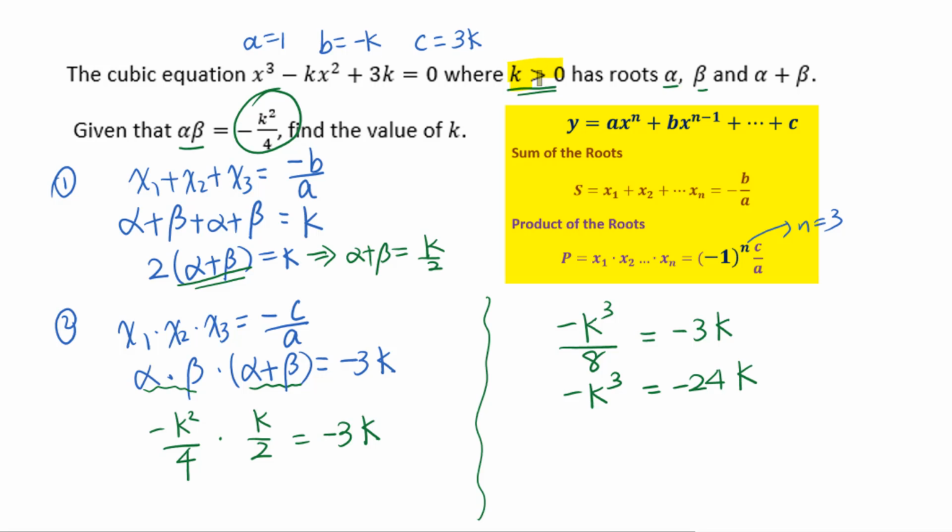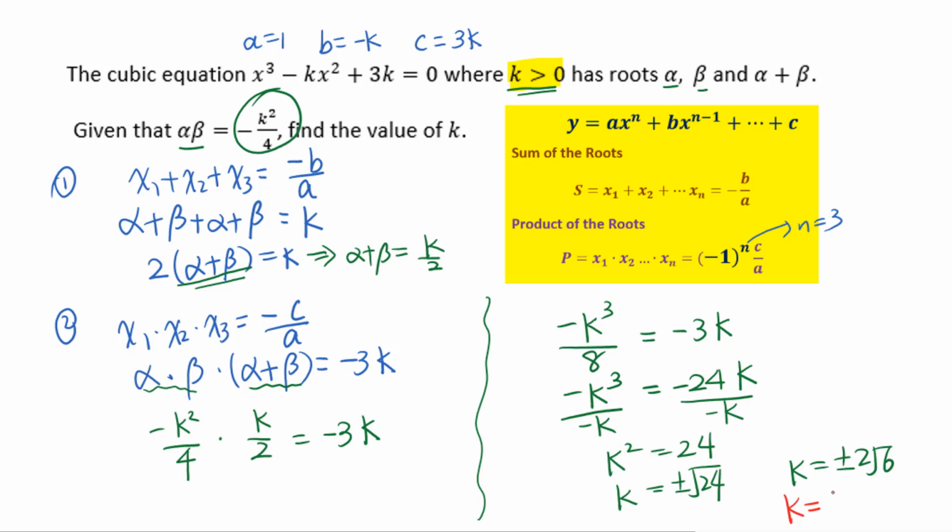We know k is not equal to 0. We can divide by negative k both sides. We will get k squared equals 24. Taking the square root, k equals plus or minus square root of 24, and k equals plus or minus 2 square root of 6. Since k is positive, we get the final answer k equals positive 2 square root of 6. This will be the solution to k.